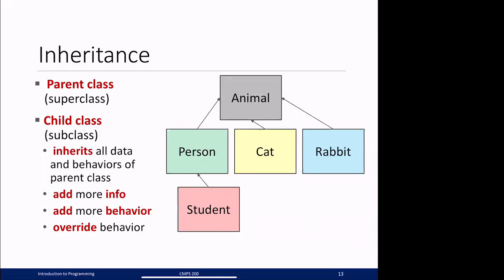The subclasses, as we said, inherit data attributes and behaviors from the parent class, but you're also allowed to add more information or more attributes to subclasses that do not exist in the superclass, and you're able to add more behavior or even override behavior from the parent class. And we're going to look at a very detailed example of this.